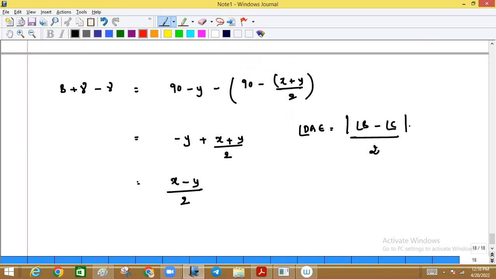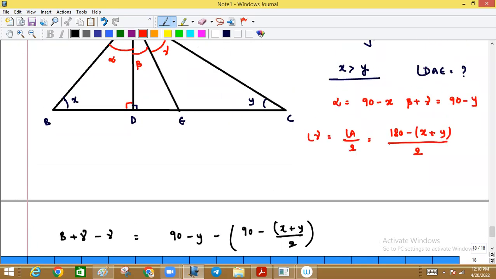I'll put mod, because if angle C is greater, you may get negative. So angle B minus angle C, or angle C minus angle B, by 2 is the best way to do it. Sometimes they directly ask you what is the angle between an angular bisector and altitude. You can simply subtract the other two angles and divide by 2. Okay. Copy that.